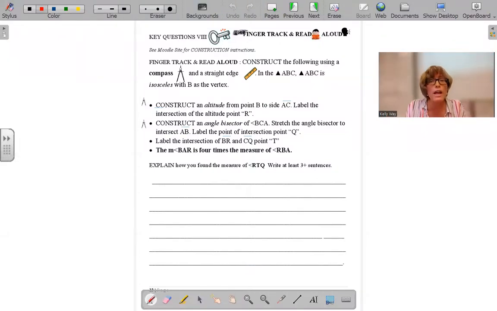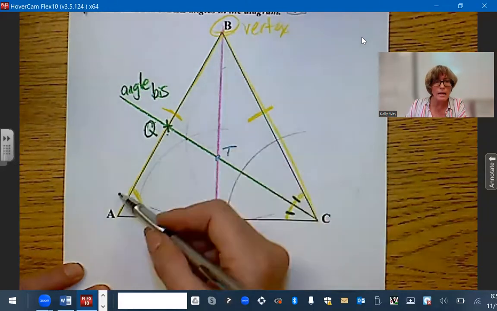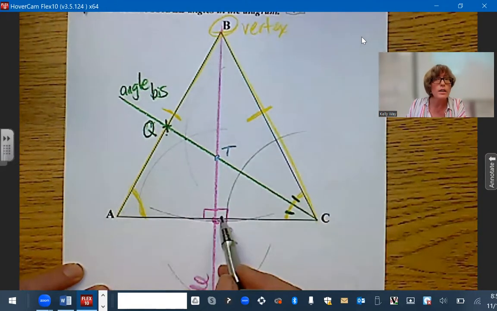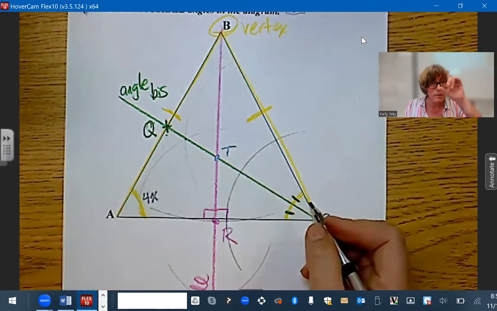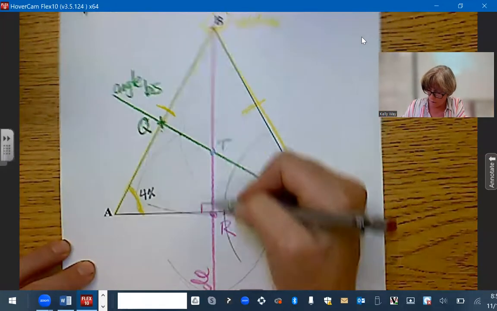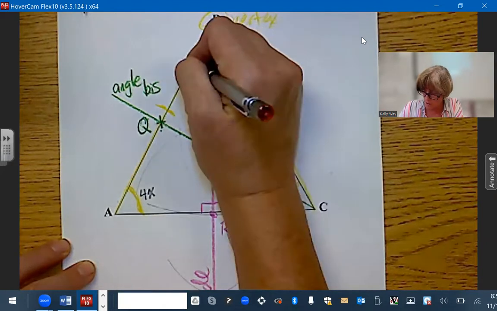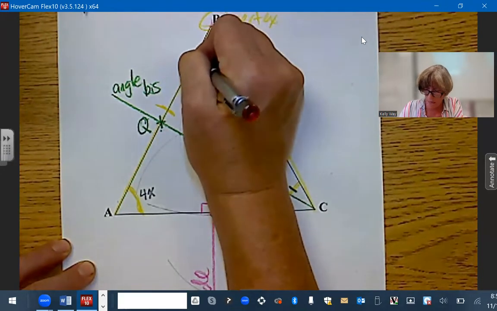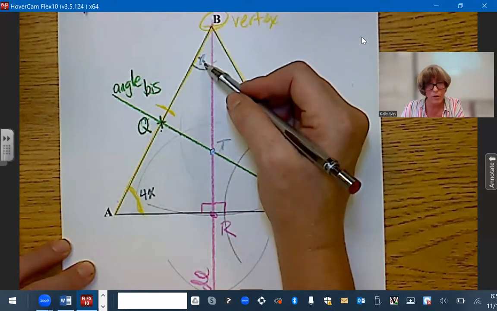Angle BAR is 4 times the measure of angle RBA. So that's a 4x measurement. Double check that: BAR is 4 times the measure of RBA. This is 4 times of that. So this angle right here is just X. This angle is 4 times the measure of that angle.